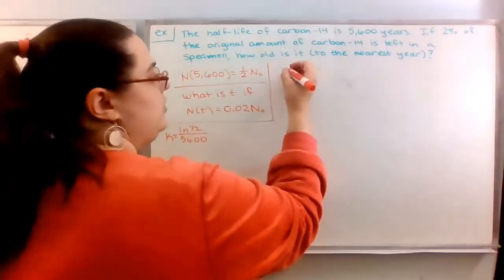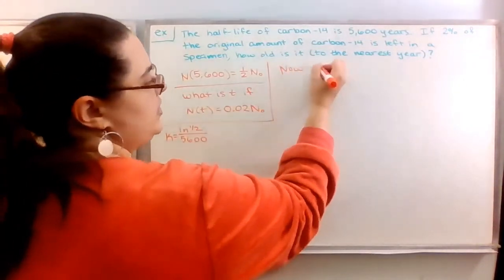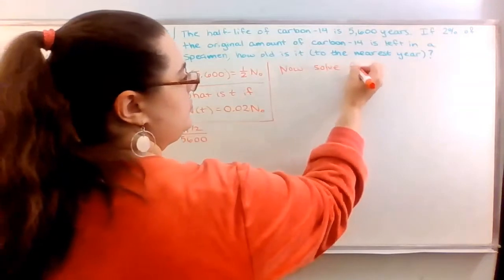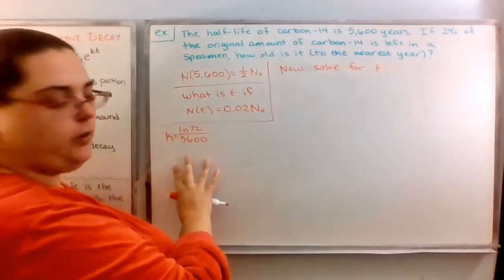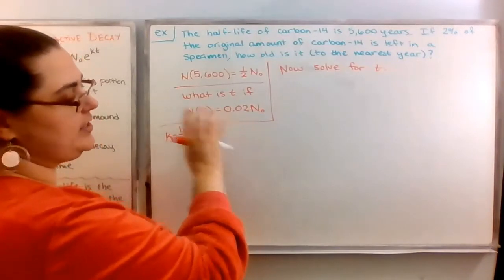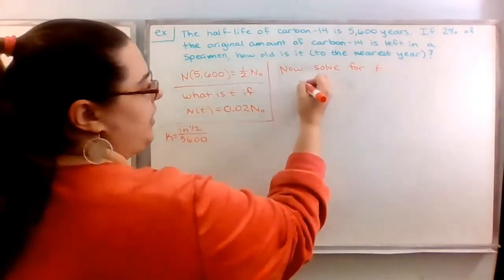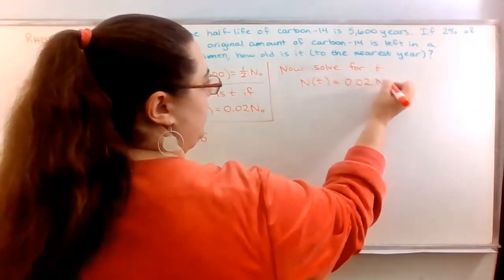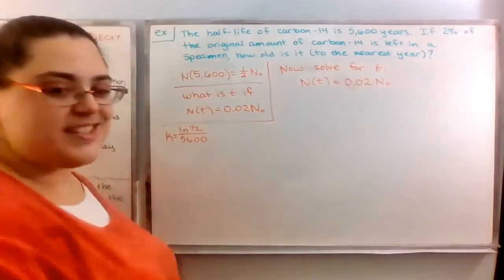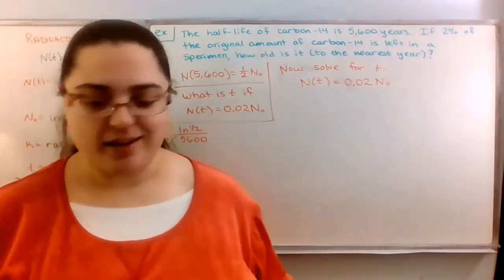And now we need to solve for t. So first we get k, and once we have k, we can use this relationship to help us find t. So we have N of t is 0.02 N naught. And we're essentially going to do the same thing again.